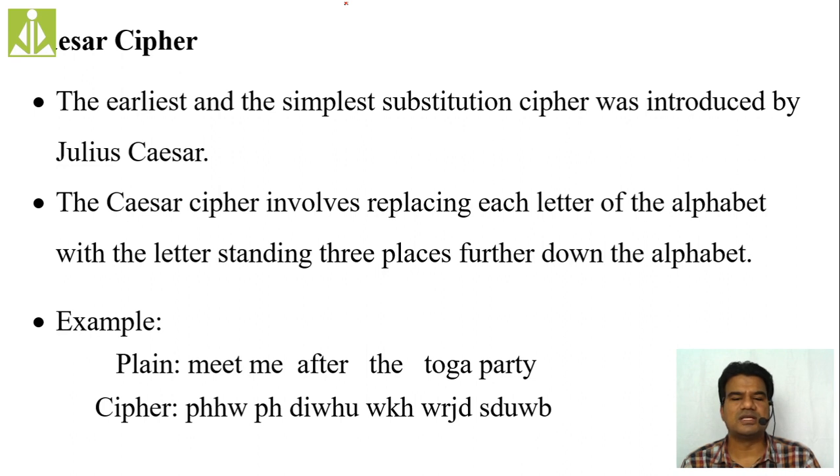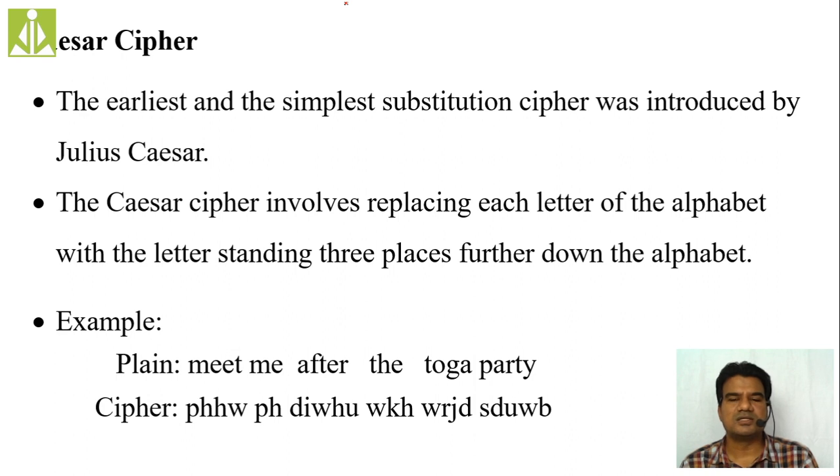Okay, Caesar cipher. It is the most well known, the earliest and the simplest substitution technique, we can say. It was introduced by Julius Caesar, one of the rulers of the Roman Empire. If you have studied Roman history at your elementary level, you might be aware of this person. He introduced the concept of this substitution cipher, so they named it after his name, and they call it Caesar cipher.